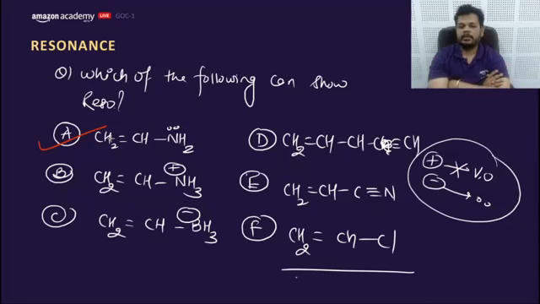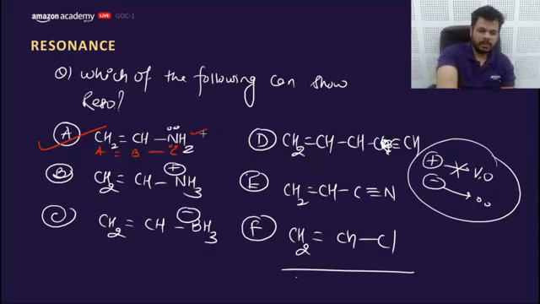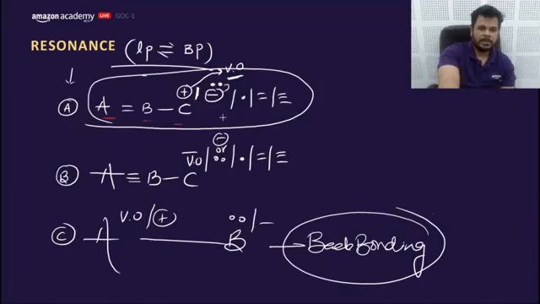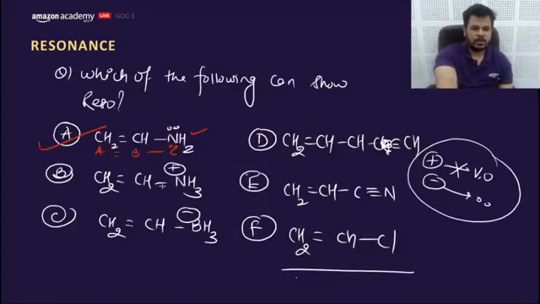A, B, C, E. Let's try to understand. This is A and this is B and this is C, which has a lone pair. That is the condition which we have discussed earlier: A double bond B, C has a lone pair. That means the resonance condition is satisfied.